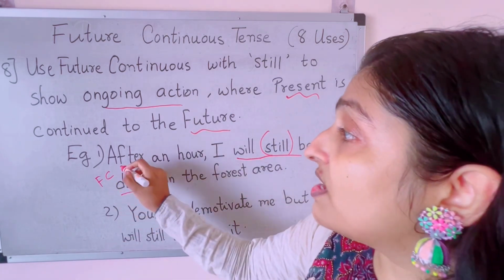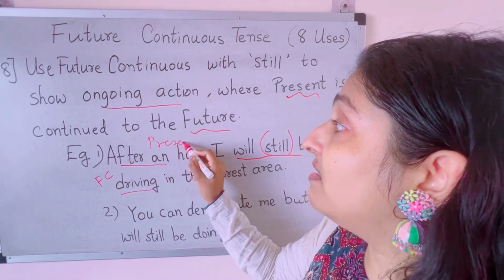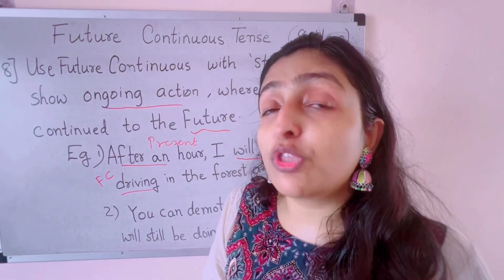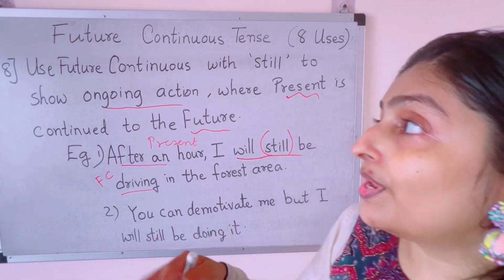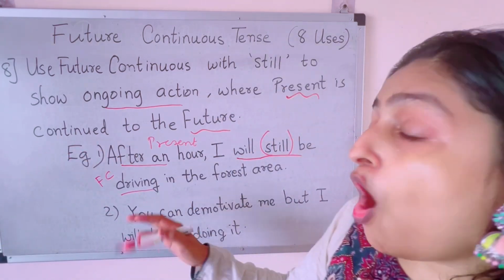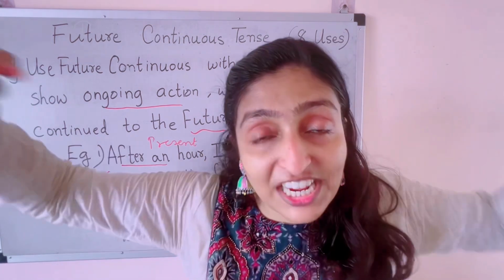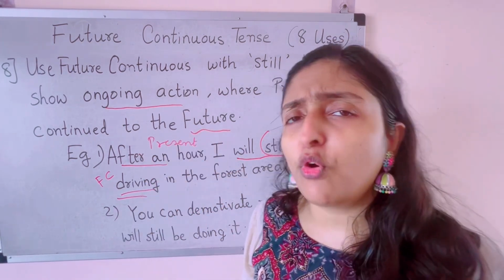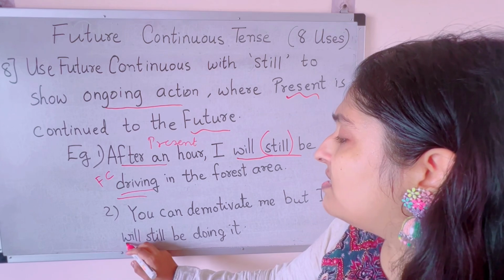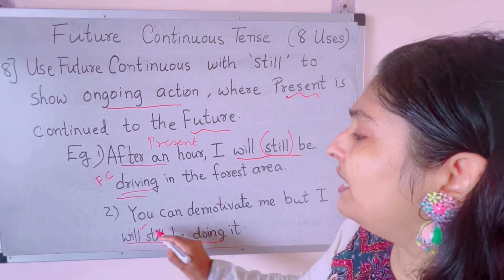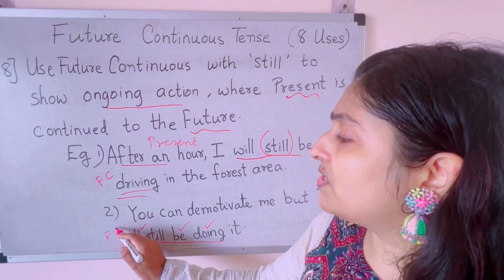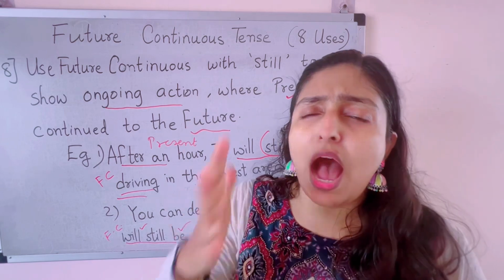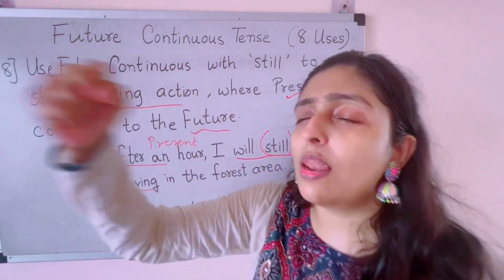So this represents present, and the present is encroaching, the present is moving into the future zone. So you can use future continuous tense. Of course, it involves a longer duration, a stretch of time. Second example, you can demotivate me, but I will still be doing it. Will be doing is in future continuous tense. How much ever you tell or try to discourage me, I won't back off. I will still be doing it.